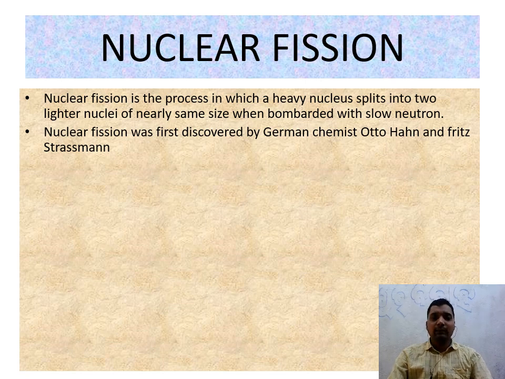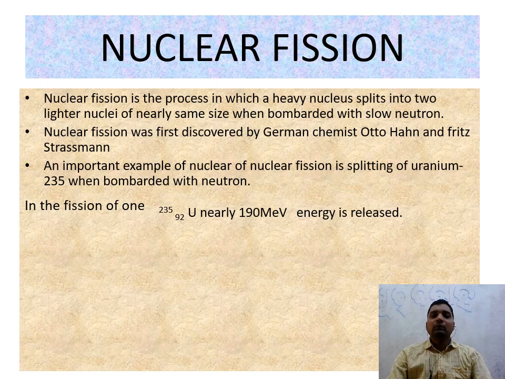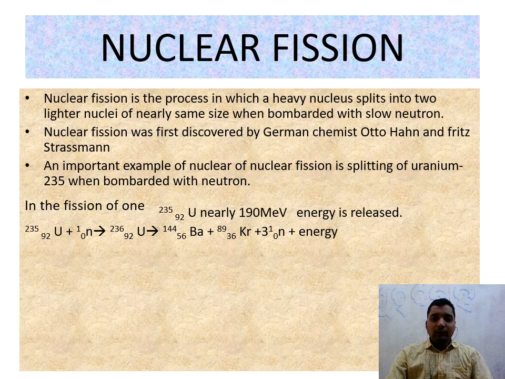Nuclear fission was first discovered by the German chemists Otto Hahn and Fritz Strassmann, and they took uranium with atomic number 92 and mass number 235. After each nuclear fission, uranium 235 gives nearly 190 mega electron volt of energy. Here you can see uranium 92, 235: when a slow moving neutron hits it, it changes to uranium 92, 236, which is unstable. Uranium 235 plus 1 neutron comes to uranium with atomic number 92 and mass number 236. It then changes into two atoms, one barium and one krypton. This was given by Otto Hahn and Fritz Strassmann.